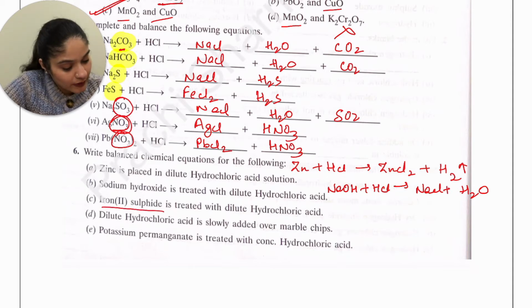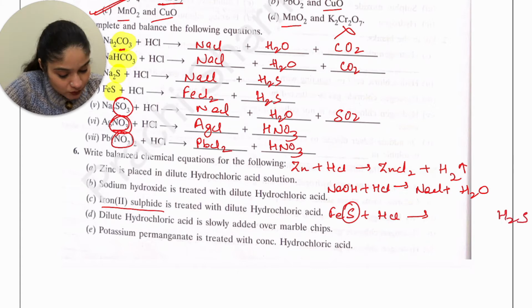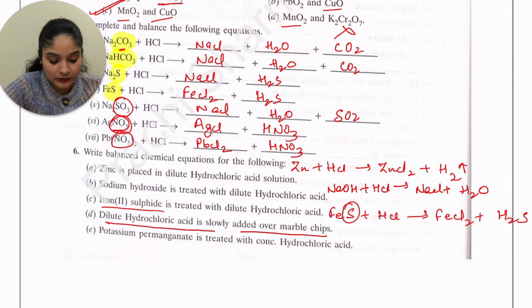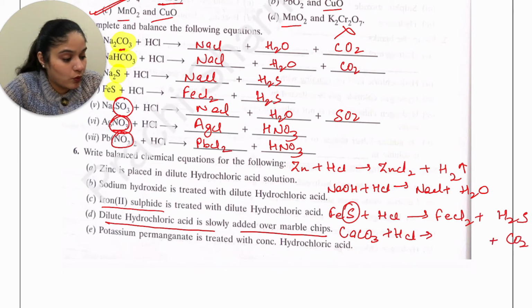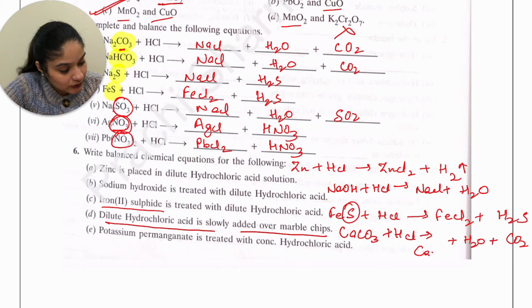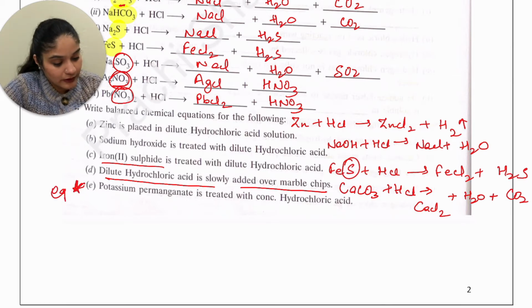Then you have iron 2 sulfide. So this is FeS plus HCl. Now again, when you look at S, you should know H2S gas will be liberated. So H2S, and what are we left with? We are left with FeCl2. Then dilute hydrochloric acid is slowly added over marble chips. So marble chips is what? It is CaCO3 plus HCl. Now CO3, so you would know carbon dioxide will come out along with water. And what are we left with? We are left with CaCl2. Then potassium permanganate is treated with, now this one is an important equation. Let me write important.